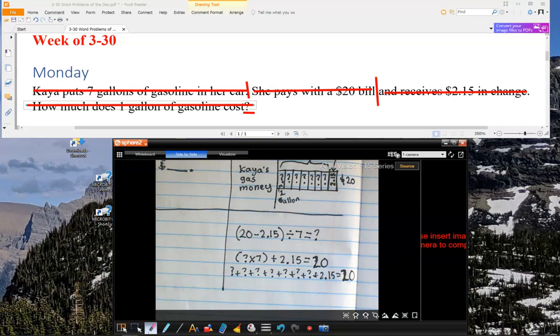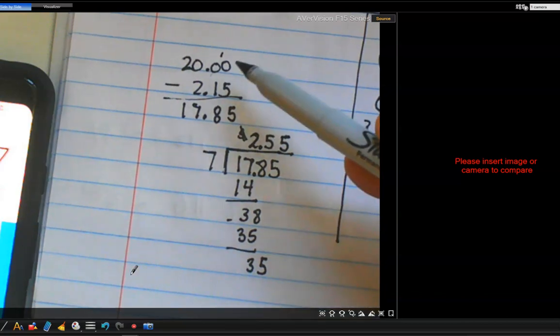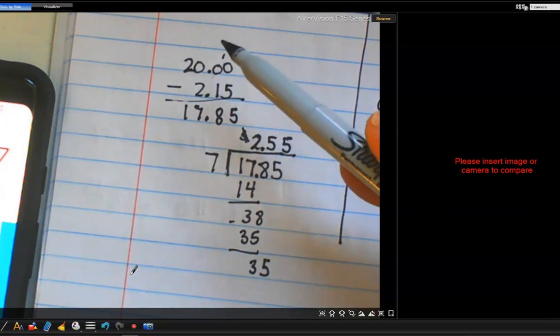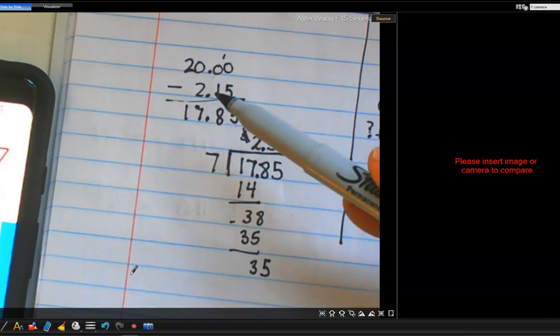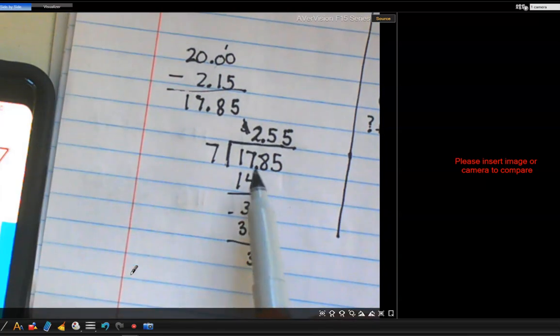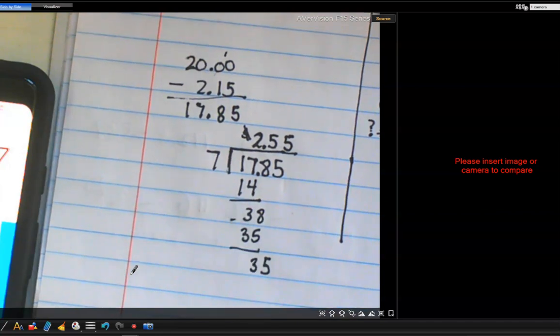So what we'll do next is we'll go ahead and solve it. I'm going to pause it while I solve it, and then we'll check my work. Okay, boys and girls, I went ahead and zoomed in on my work so you can see what I did. First thing I did is I took $20 and subtracted $2.15 from it. Lined my decimals up, by the way, boys and girls, and I subtracted, and ended up with $17.85. The next thing I did is I took that $17.85 and divided it by the 7 gallons of gas so I could find out how much money was for each gallon of gas.